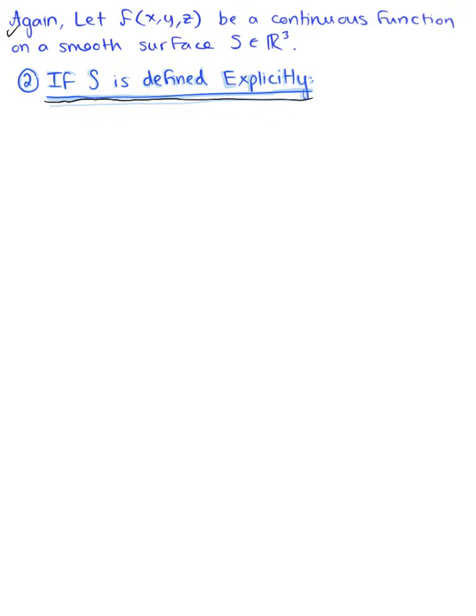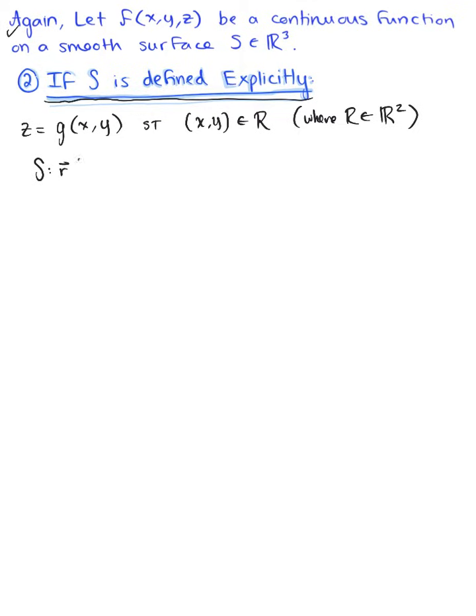So if you're thinking, what do you mean explicitly? I mean that our surface will be defined as some z is equal to a function g of x, y. So z is defined in terms of x and y, and this is such that the ordered pair x, y is in that region R in the plane. So this is where R is still that region in R2, or in the plane. So we use this explicit notation to parameterize the surface S in terms of just x and y.